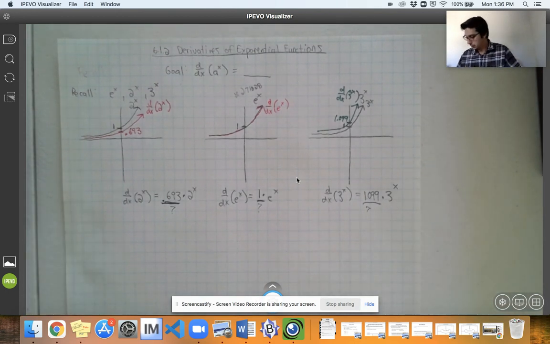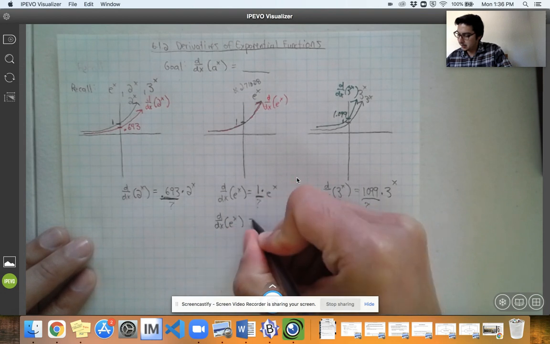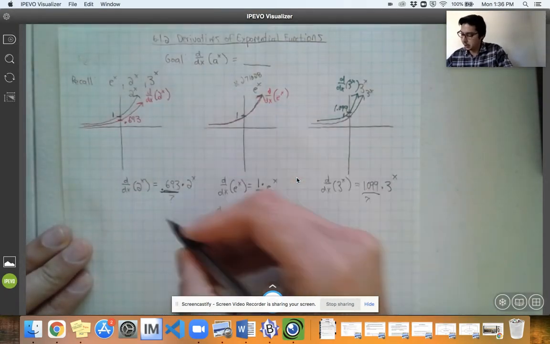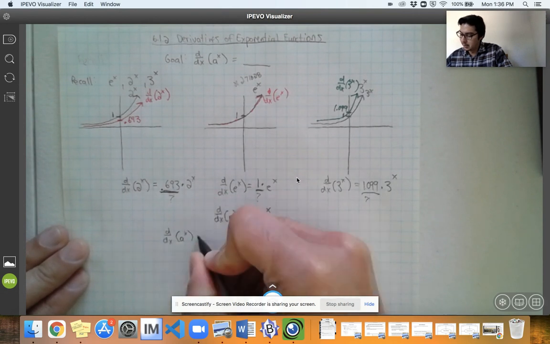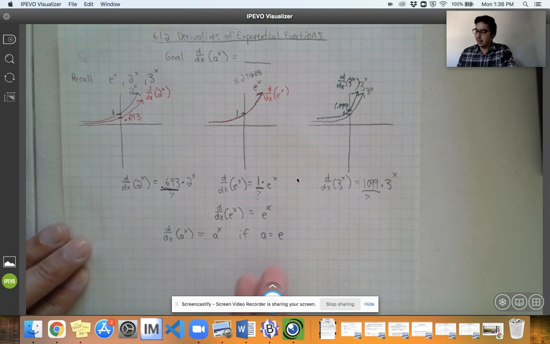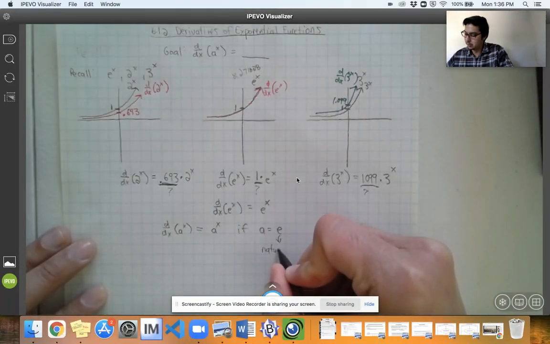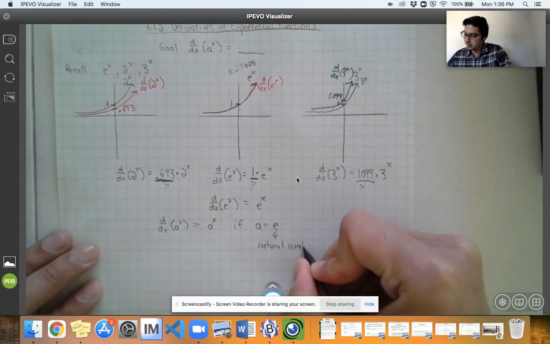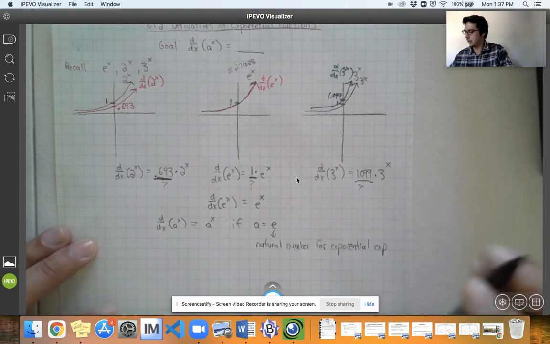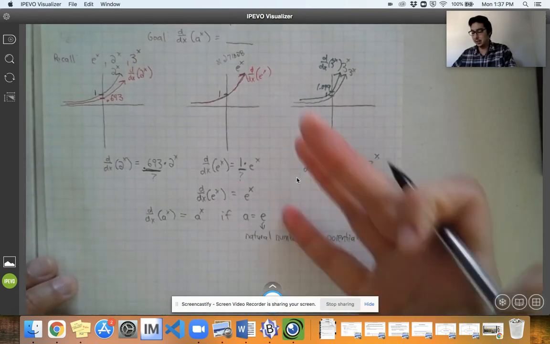Okay, so what's important is that we take away this. This one's a big one. The derivative of e to the x is e to the x. So what that means, giving some background on this, is that for any generic function, a to the x, the derivative will equal a to the x if a is equal to e. E is such a special value. E is what they might call the natural number or unit for exponential functions. Because of this fact right here.